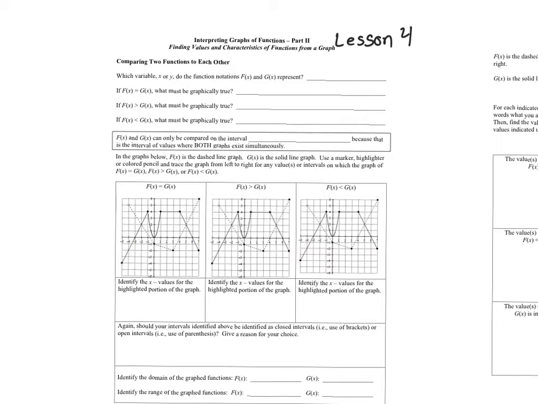It says, which variable, x or y, do the function notations of f of x and g of x represent? Now remember what we talked about, our x and y values. Our x is our inputs and our y is our output, and all of our functions are our output, and then x is just our input. So what we could say is f of x and g of x are equal to each other because they both are y. They both are y.